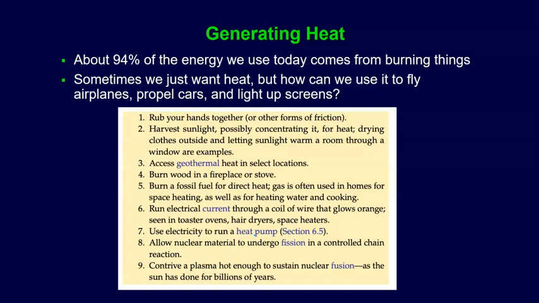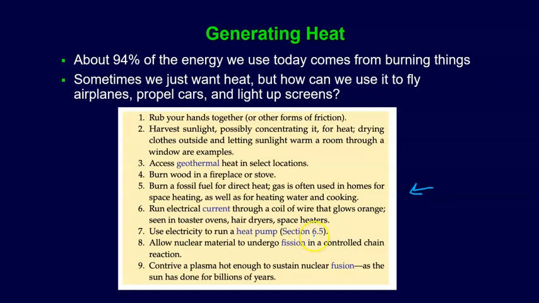And here's just a list of some ways to generate heat, and basically getting more complex as you get up. So, first rubbing your hands together, basically any kind of form of friction, using sunlight, drying clothes outside, burning wood in a fireplace or stove, burn a fossil fuel for direct heat, right? So that's something that we do a lot of. Again, a lot of these we're going to talk a bunch about as we move on in the quarter.